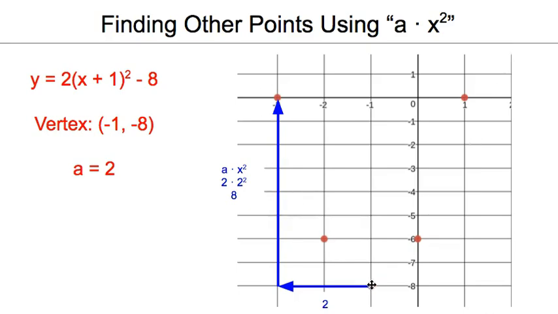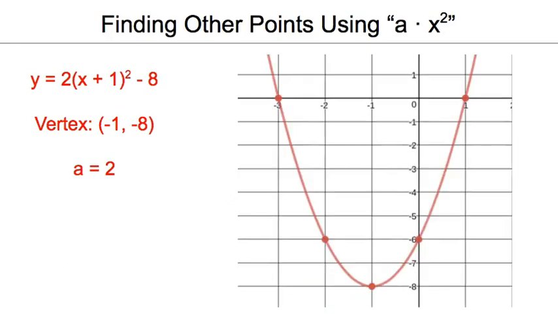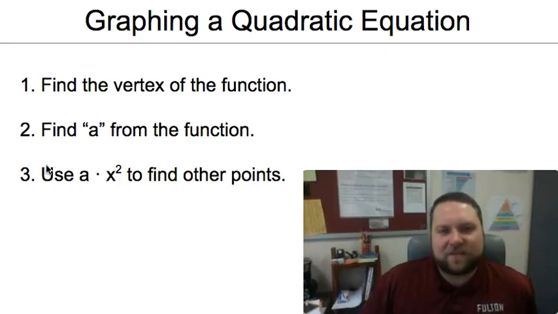But at this point, I already have my vertex, and I've got 4 other points. That's more than I need. I need my vertex and 2 other points. And when I do that, I can graph the parabola just by connecting the dots. And there it is. I have graphed a parabola. So remember, 3 steps. Find the vertex of the function, find A from the equation, and use A times x squared, where x is our distance from the vertex, to find my other points.